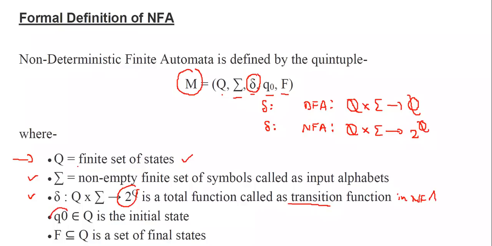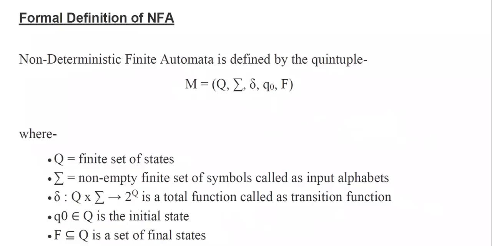Now, what is Q naught? Q naught is the initial state. What is F? F is a set of final states which is a subset of Q. That means the final states are also taken from Q only. So F is a subset of or equal to Q. That means you may have one final state or more than one final state. Whatever it may be, the final states come from Q only. So this is the definition of NFA.